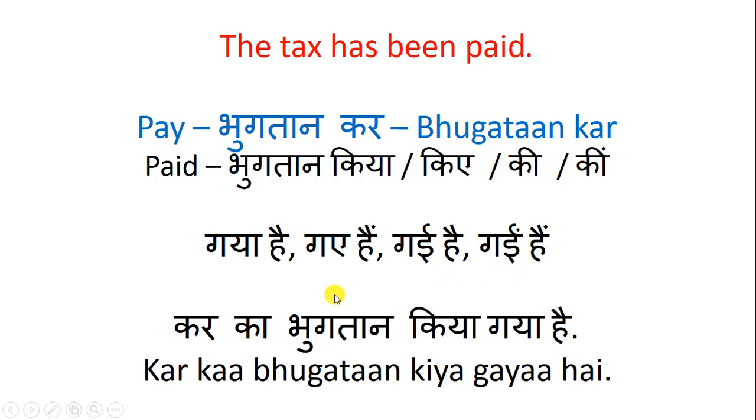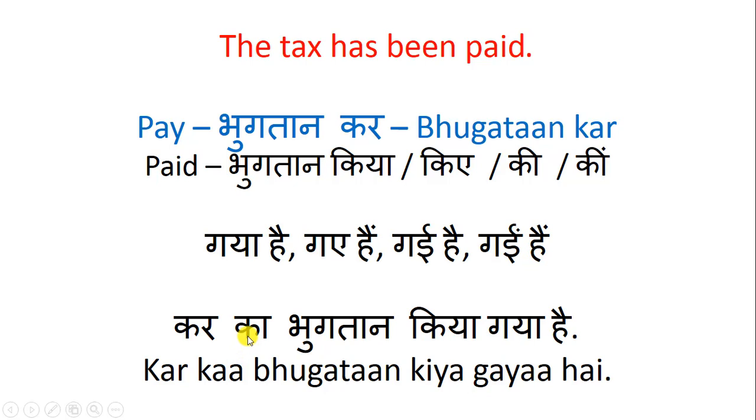Okay. Now, kar is tax. So here also you can see kar, but this is part of verb. So kar means do. It is verb. And kar is also a part of conjunct verb. Kar verbs, we know about that. So kar has one more meaning, which is tax.